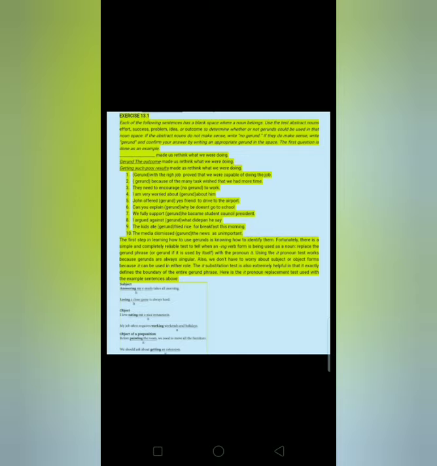Subject: Answering my email takes all morning. It. Losing a close game is always hard. It. Object: I love eating at a nice restaurant. It. My job often requires working weekends and holidays. It. Object of a preposition: Before finding the room, we need to move all the furniture. It. We should ask about getting an estimate. It.